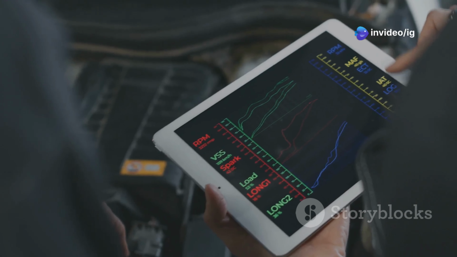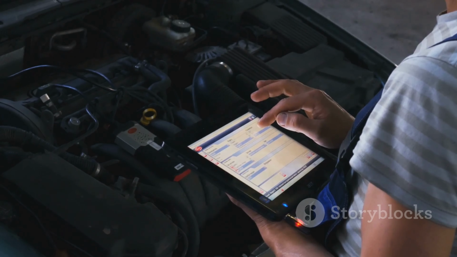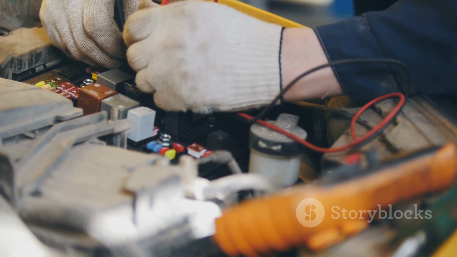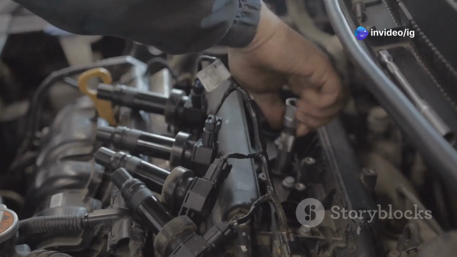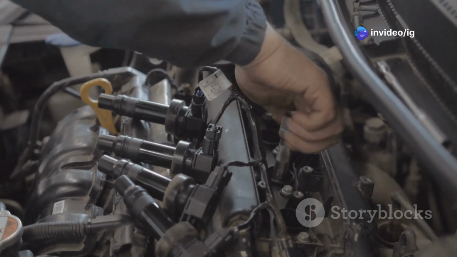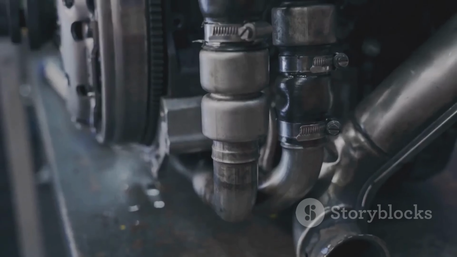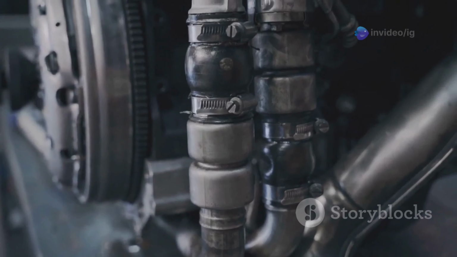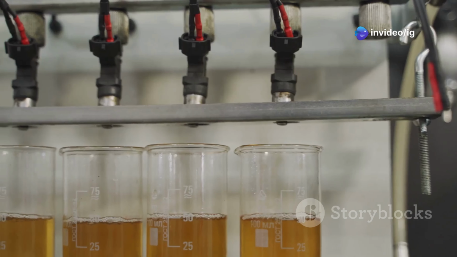In simple terms, the P0200 code indicates a problem with your car's fuel injector circuit. Circuit is just a fancy word for the electrical pathway that controls your fuel injectors. Fuel injectors are like tiny valves that spray a precise amount of fuel into your engine's cylinders. This process is crucial for combustion, which makes your car go. When the injector circuit malfunctions, it disrupts this delicate balance, causing all sorts of driving headaches.